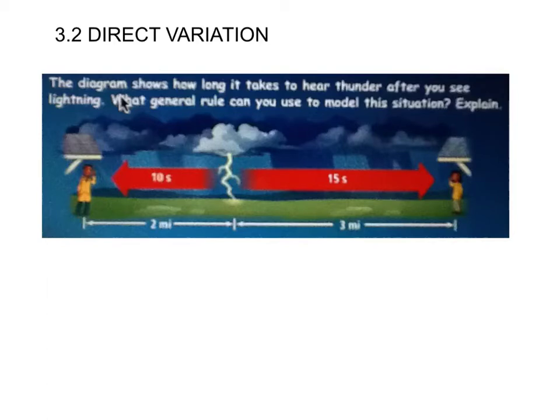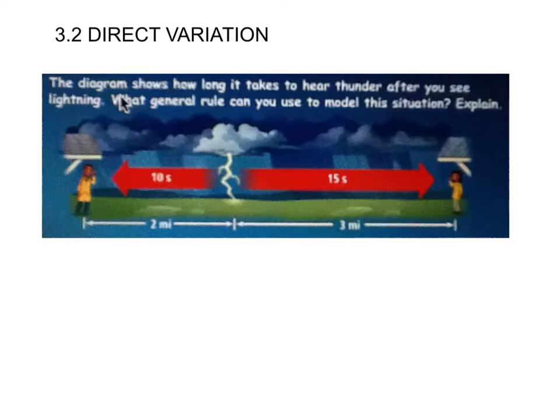The diagram shows how long it takes to hear thunder after you see lightning. What general rule can you use to model this situation? Explain. So what we have here is a bolt of lightning. Here we have one person. Here we have another. From the lightning bolt to this person, it takes 10 seconds. And here, the distance is 2 miles to the person. Here, the lightning bolt takes 15 seconds to reach this person, and the lightning bolt is 3 miles away.